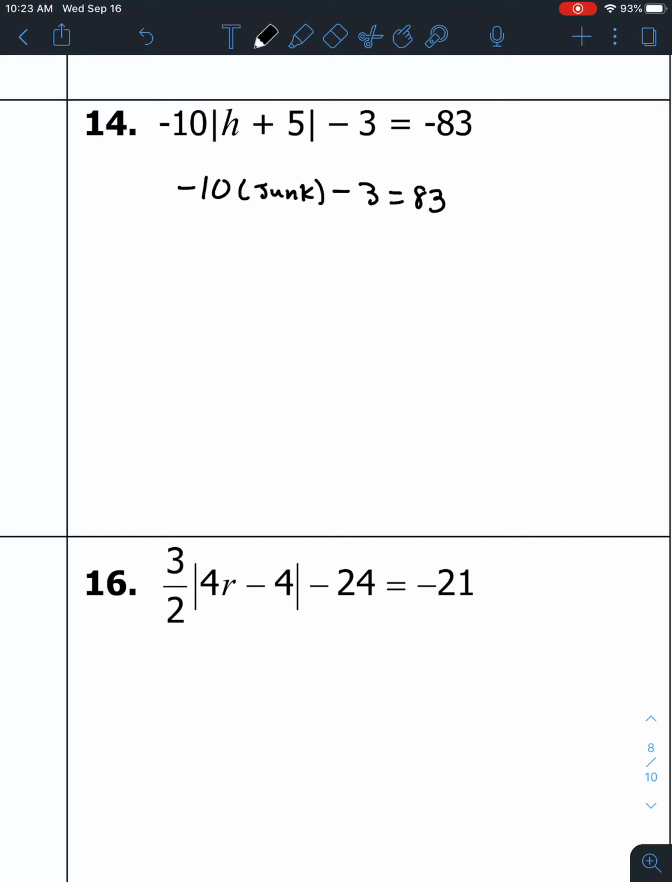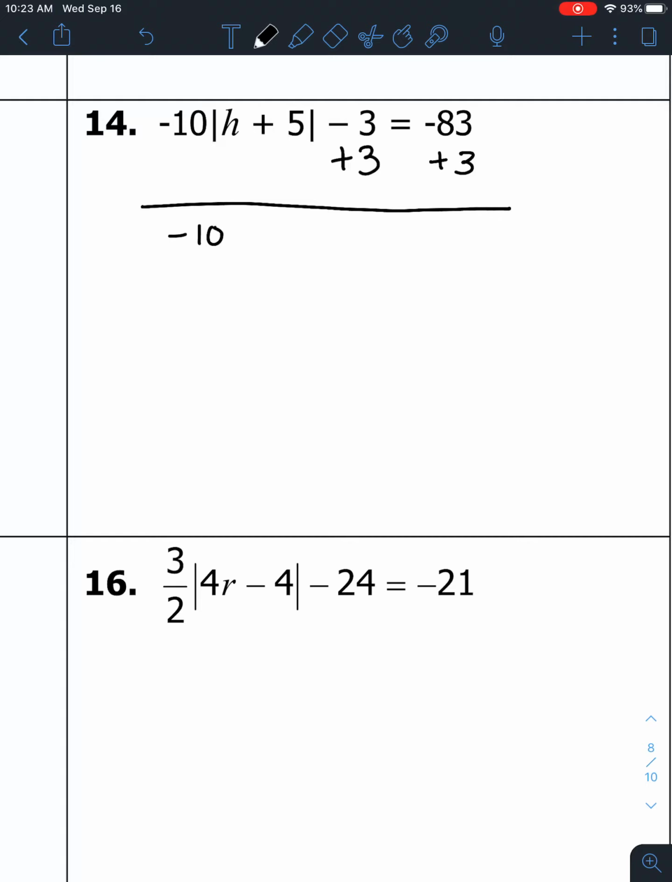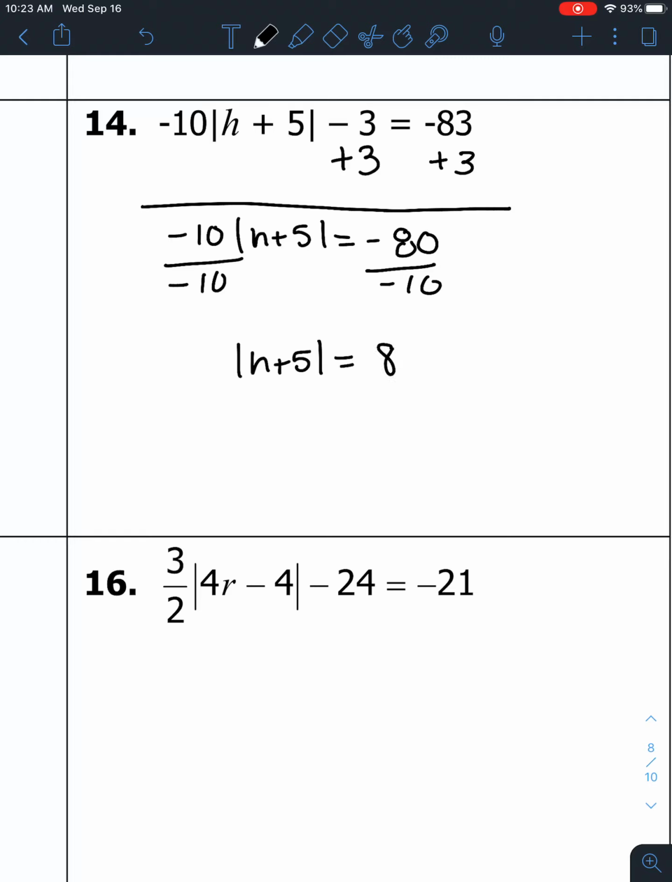If this was a normal equation, I would add 3 to both sides, then divide by negative 10. We're going to do that exact same thing here. So let's do it. Add 3 to both sides. That gives me negative 10 times the absolute value of h plus 5 equals negative 80. Divide both sides by negative 10, which gives me h plus 5 equals 8.